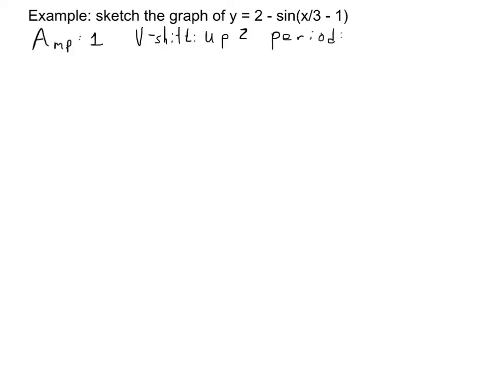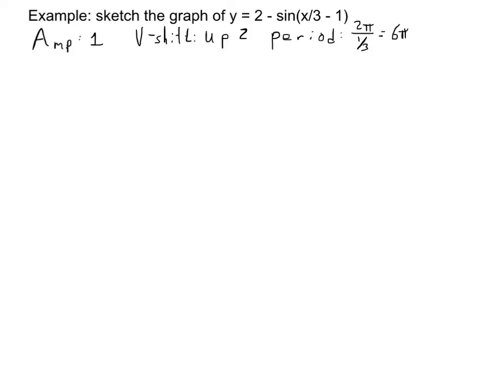Okay, period length is supposed to be the natural period, that's 2 pi, divided by the coefficient of x, which is 1/3. So the period of this thing is 6 pi. So that's a pretty long graph, and it's like 18 units long. That's fine. It is what it is.